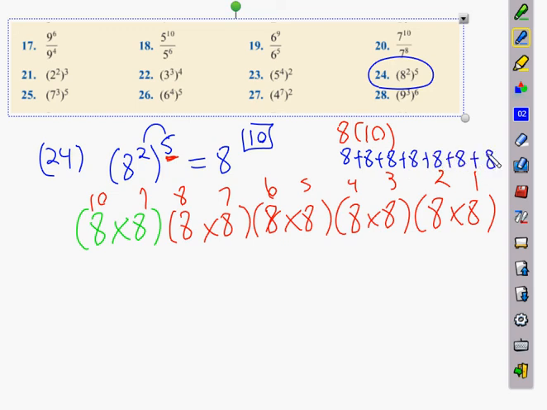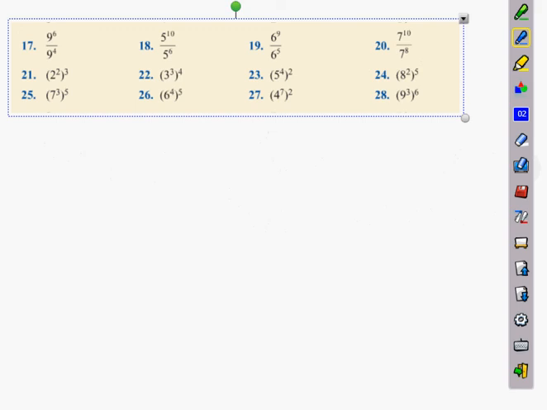2, 3, 4, 5, 6, 7, 8, 9, 10. 8 multiplied by 10 is 8 being added to itself 10 times. But 8 to the power of 10 means 8 being multiplied by itself 10 times. Does that make sense? Okay. So, long story short, do we understand this?